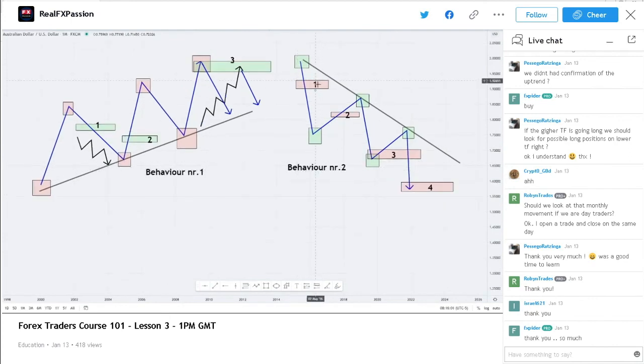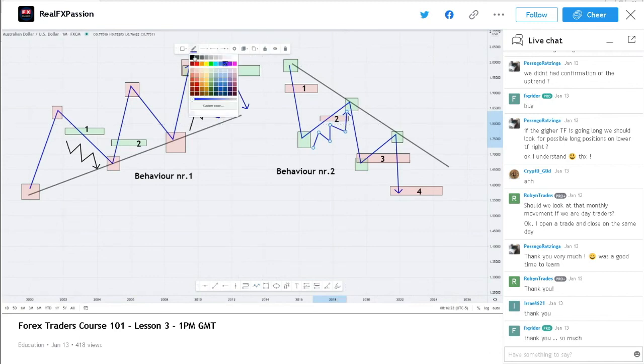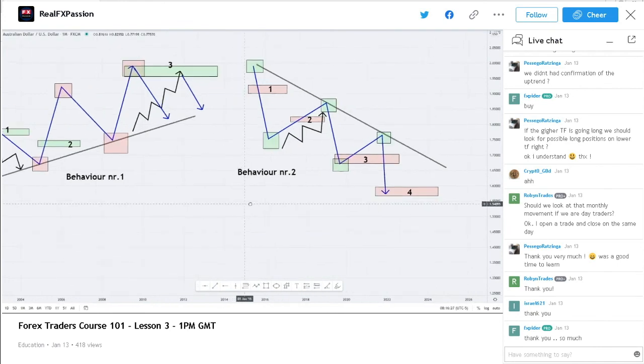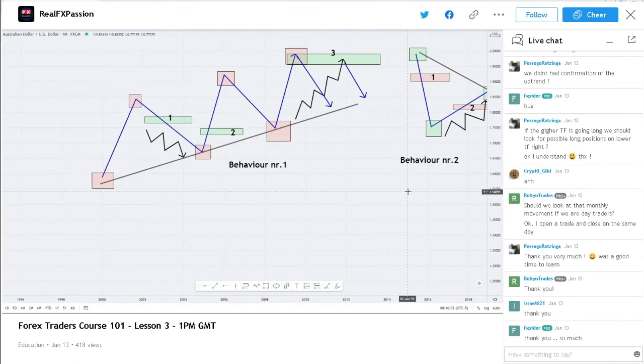So behavior number 2: number 1, number 2, number 3, number 4. FX Spider says number 2. Now, FX Spider, one more time: if you're a complete beginner, number 2 is not that it's wrong, but it's not maybe the best place to sell. Oh, but I have a better entry. Well, when the market is retracing, you don't know the future.